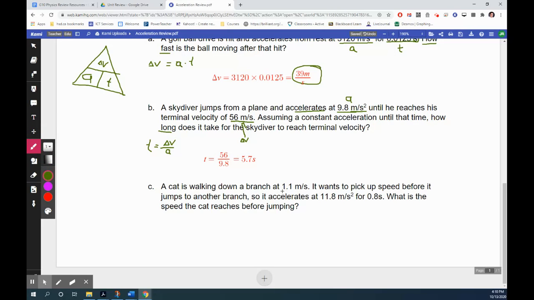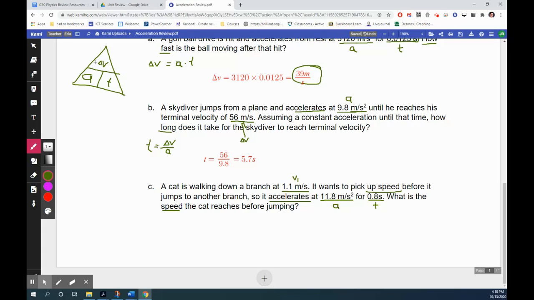What we have here is 1.1 meters per second. This is our speed. Okay, and this is our first speed. This is where we started, because now it's going to pick up speed before it jumps on another branch. So it accelerates. Oh, accelerates, meters per second squared. This is an acceleration. Everything's pointing towards acceleration. And for this many seconds of time. Okay, so we've got v, a, and t. What's the speed the cat reaches before jumping?